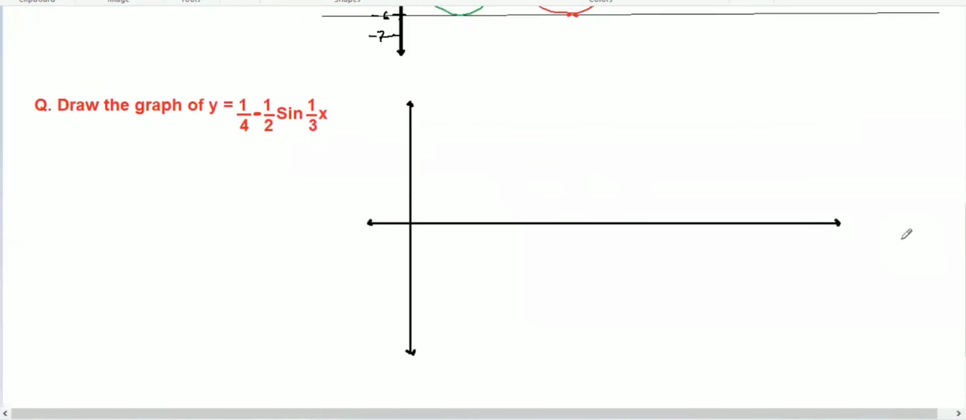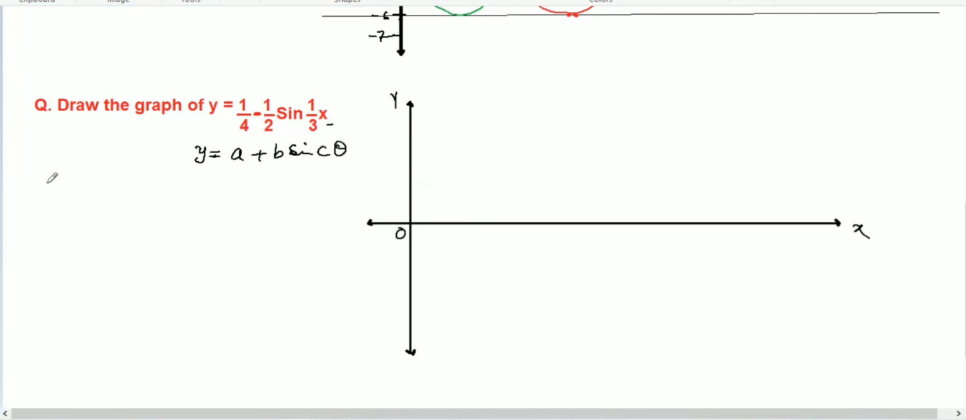Now, this is the last question, and this is a little bit tough question I have taken here. So try to find it out. This time, draw the graph of y equals 1 over 4 minus half sine 1 over 3x. So this is your x, and this represents y. As there is no domain here, find out what will be the midway line, what will be the period of the graph, what will be the amplitude of the graph, what will be the range of the graph. So this is in the form of y equals a plus b sine c theta.